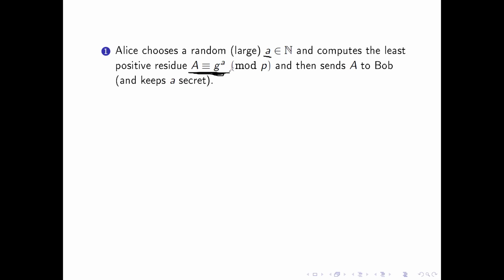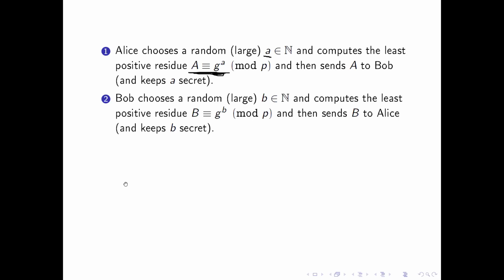Notice by the discrete logarithm problem, Eve listening in, even though she knows G and she knows P, cannot find a because all the possible options are so huge. She'd have to brute force it. Bob does a similar thing. He picks a little b, and he does the same thing. He raises G to the b, and he sends that to Alice, again in public.